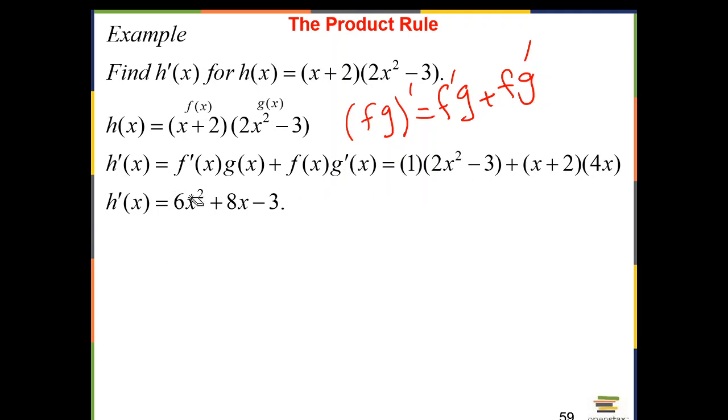So we write it. So what is f? That. So what's the prime of f? It's 1. And then g is that. So we just put it there. Plus f, what's that? That's x plus 2. And g prime, what's the derivative of g? It's 4x minus 0. So 4x right there. We're done. The rest of it is simplifying, and we get the derivative.